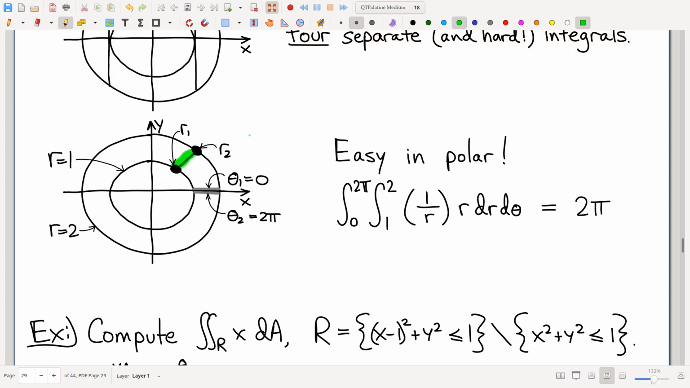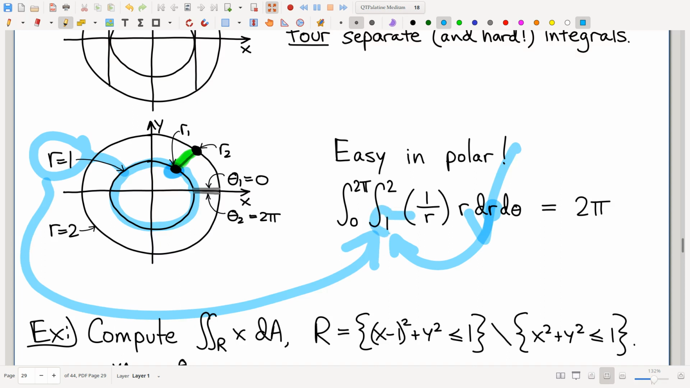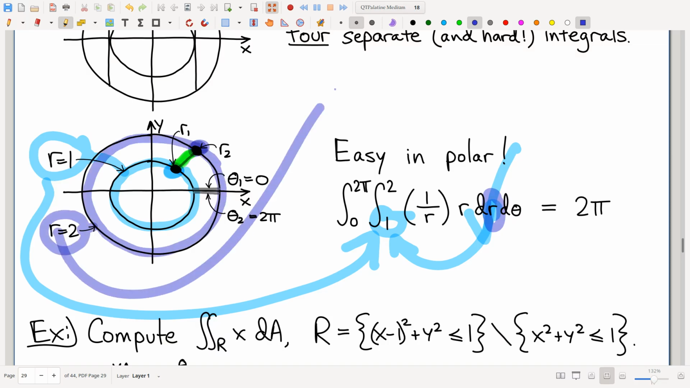The lower bound for r is going to come from this point, which is on that curve, which has that equation in which I solve for r, because I'm looking for an r bound, and solving for r, I get 1. Right? And then my upper bound for r is going to come from that point, which is on that curve, which has that equation in which I solve for r, and I get 2.